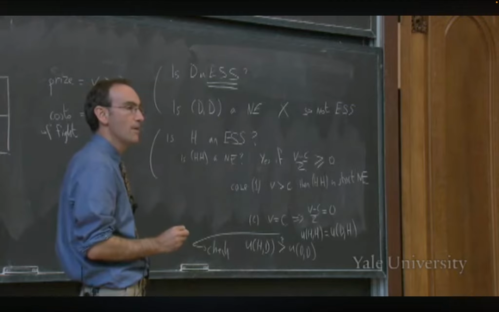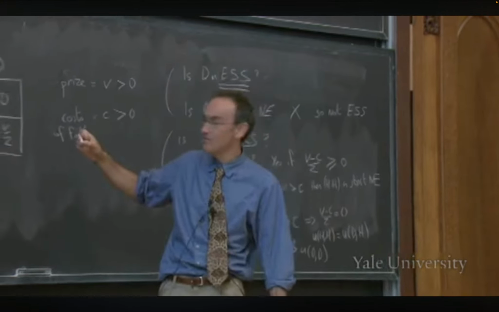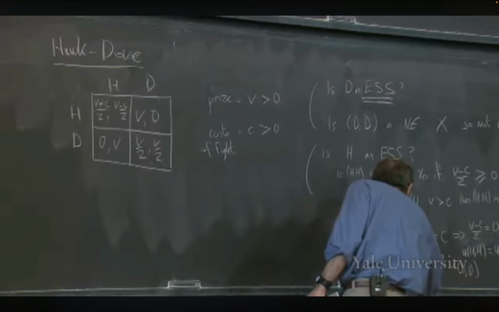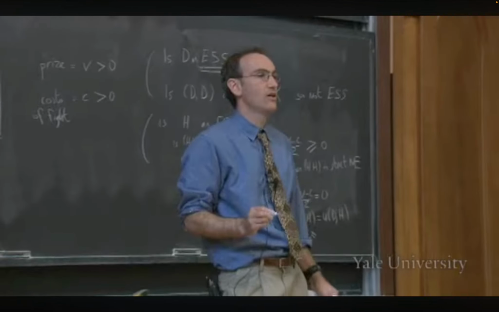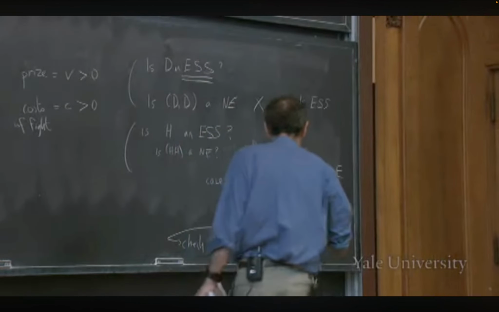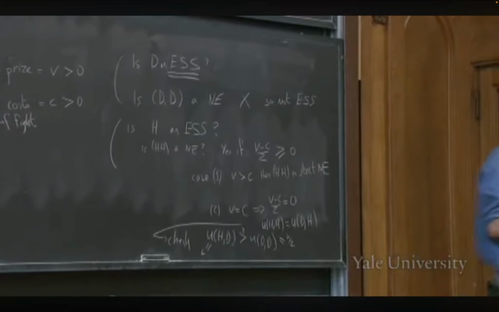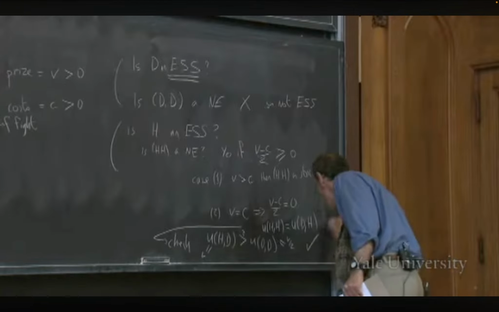Anybody? Payoff of Hawk against Dove? This shouldn't be that hard. It's on the board. Hawk against Dove. Shout it out. V, thank you. So this is V. And how about the payoff of Dove against Dove? V over 2. So which is bigger, V or V over 2? V is bigger because it's positive, right? So this is bigger, so we're okay.